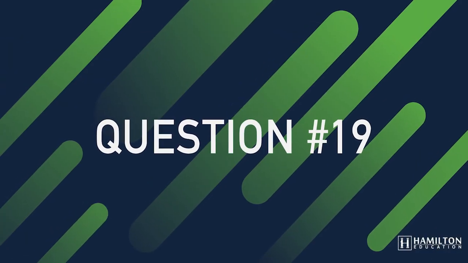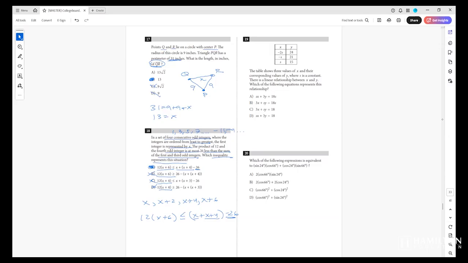Question number 19. The table above shows 3 values of x and the corresponding values of y, where s is a constant, so another placeholder. There's a linear relationship here. So we know it must be linear, so we don't have to worry about doing quadratic regression or anything like that. Which line could represent that? So the first thing I do is I'm going to find the slope. So one thing I noticed is that the y value goes up by 3 every single time the x value goes up by s. So that tells me the slope is going to be 3 over s.